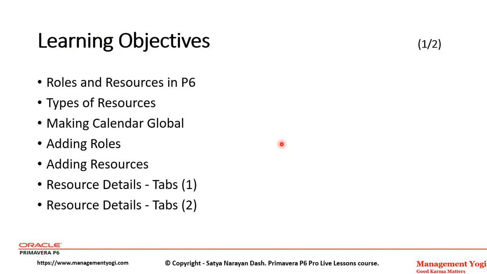We'll first talk about roles and resources and how they are different. Next to that, we'll see types of resources. We have 3 types of resources. We are going to understand what are these 3 types of resources.